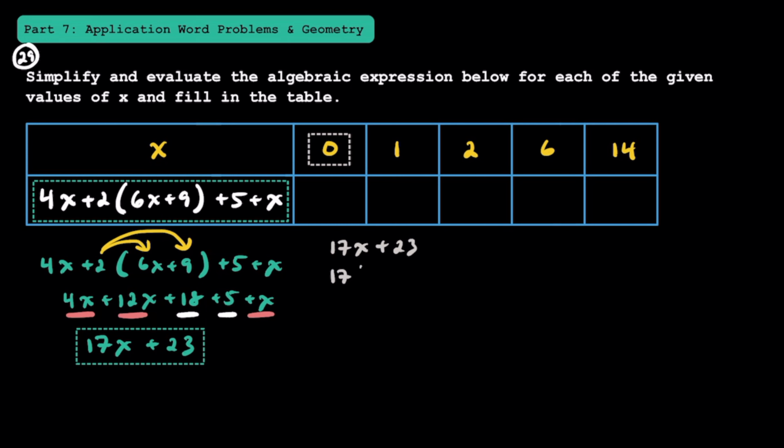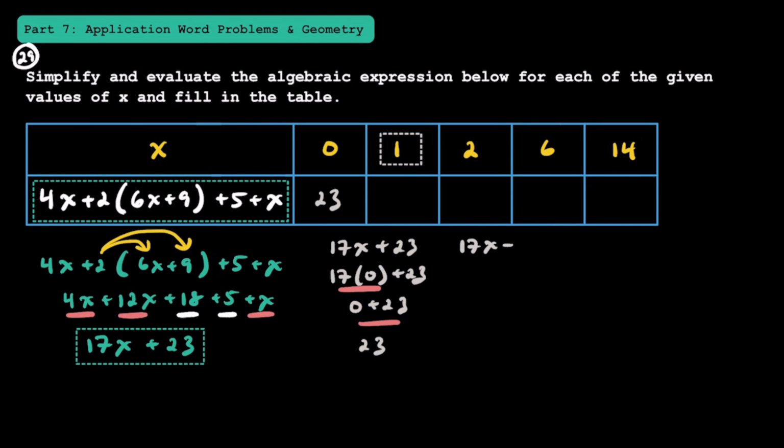When x is 0, we have 17 times 0 plus 23. 17 times 0 is going to be 0, so we'll have 0 plus 23. And 0 plus 23 is going to equal 23. When x is 0, the value of this algebraic expression is 23. Now let's evaluate the algebraic expression when x is equal to 1. When x is 1, we have 17 times 1 plus 23. 17 times 1 is equal to 17, so we have 17 plus 23.